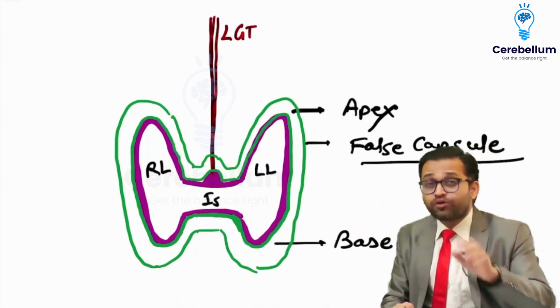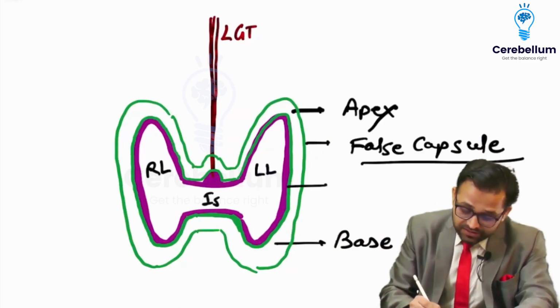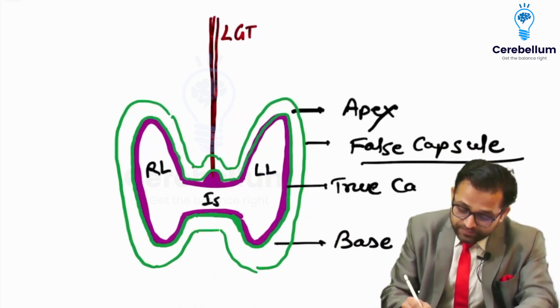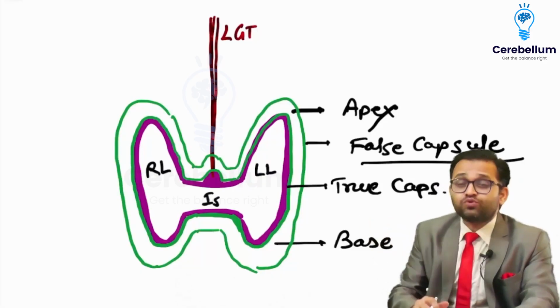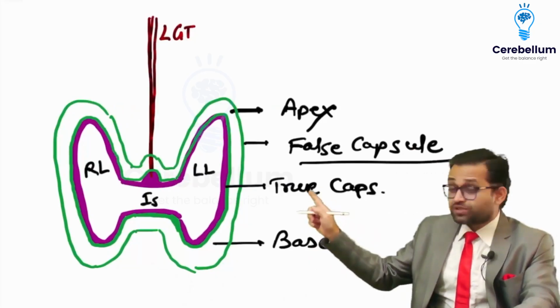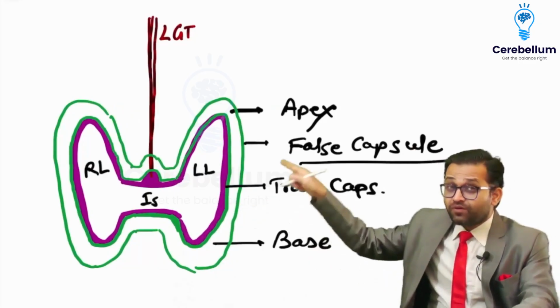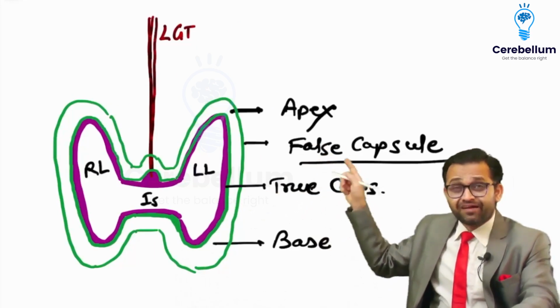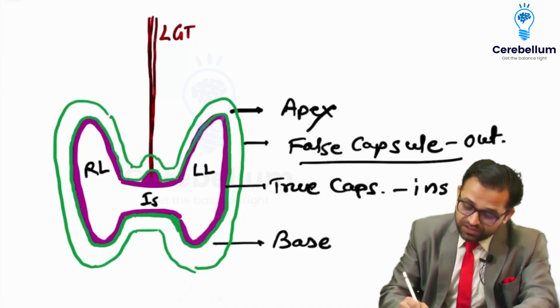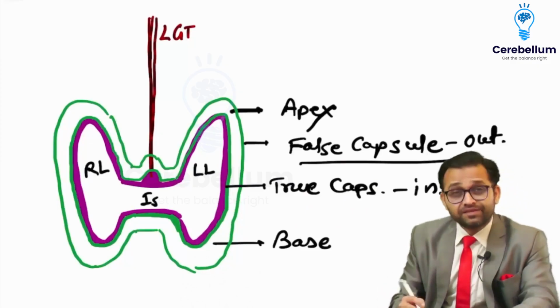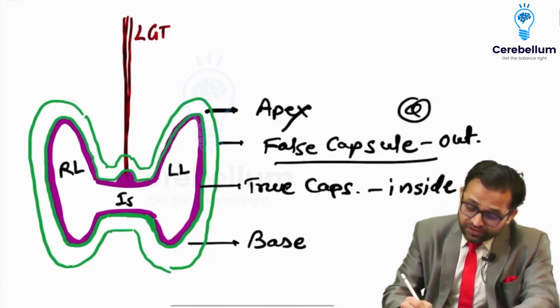And one very important point I will tell you. Yes, this is our which capsule? True capsule. Remember, the one that is close, that is inside, is the true one. True friends, they are close, while the false friends they are away. So the false capsule is outside while the true capsule is inside. Getting the point? Okay, so these are the important MCQs.